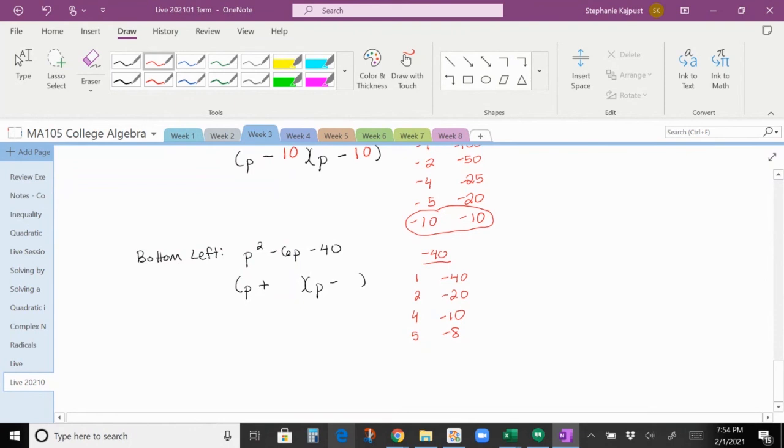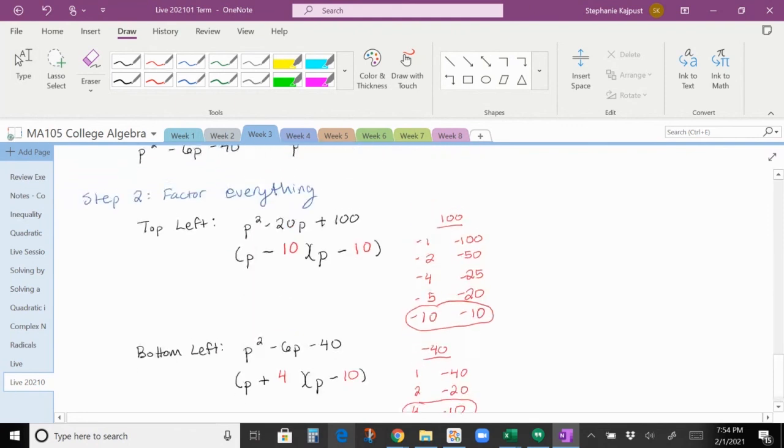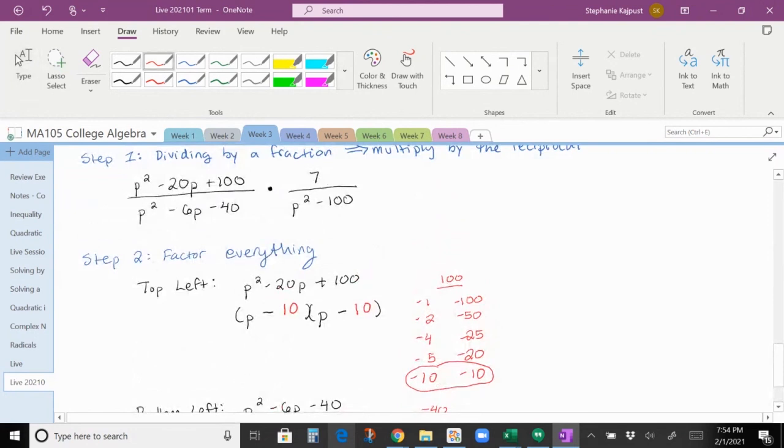So I can indicate those. Now I'm looking for the pair that gets me to negative 6. And that would be 4 and negative 10. 4 minus 10 is negative 6. So I'm going to put my 4 with the plus and then my 10 with the minus. So now I factor the bottom left. Top right is just a single number. There's nothing to factor there.